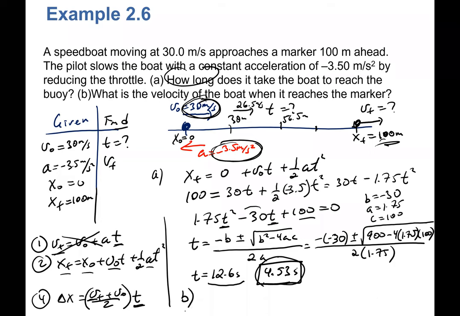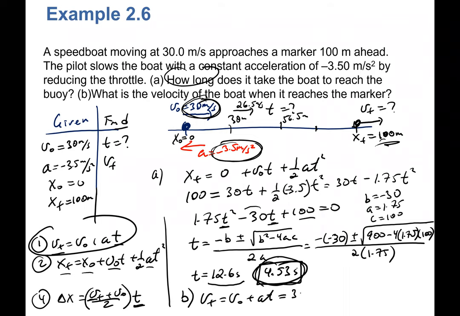How about part B? What is the velocity of the boat when it reaches the marker? Again, you look at all the equations and see which one can give you v final, if you have time, acceleration, and v initial. Going back to equation one, for part B this is the perfect equation, because v final equals v initial plus at. So this gives you 30 meters per second plus negative 3.5 meters per second squared times the time, which is 4.53, and you calculate the velocity, which is 14.1 meters per second. That's your final velocity by the time you reach that 100 meter marker.